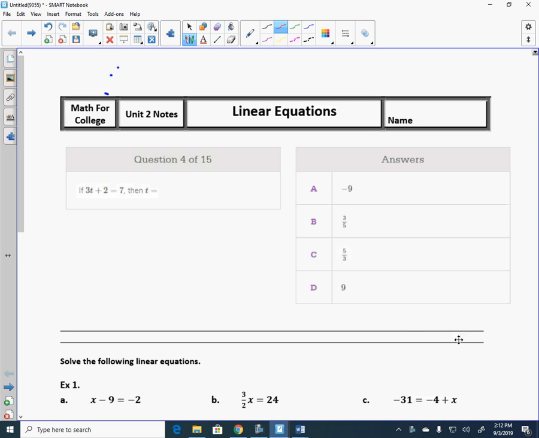Yep, you'd subtract the 2. 3t is equal to 5. Divide by 3, and you get t is equal to 5/3.